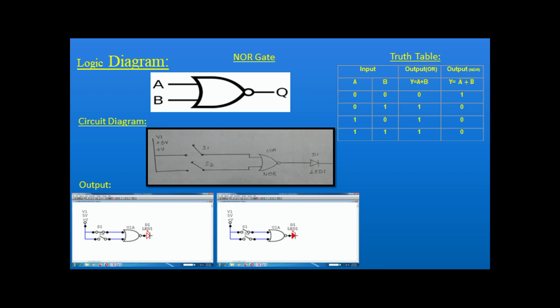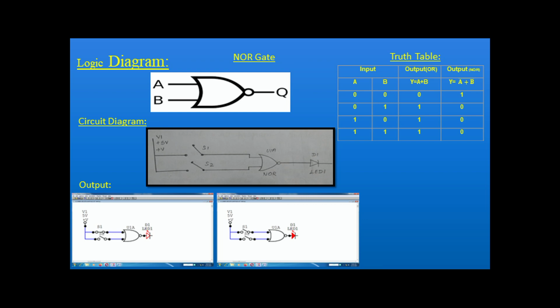There are two inputs, A and B. From the truth table, A and B are the two inputs. Next I am showing the output of the OR gate, Y equals A plus B. What do we mean by the NOR gate? The NOR gate is the inverse of the OR gate. What is the result of Y equals A plus B? 0, 1, 1, 1. The reverse of the OR gate: 0 is replaced by 1, and each 1 is replaced by 0.